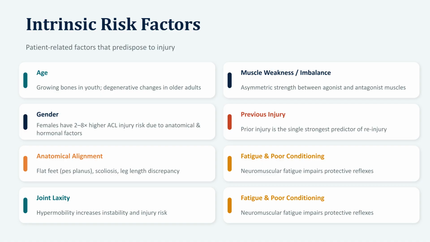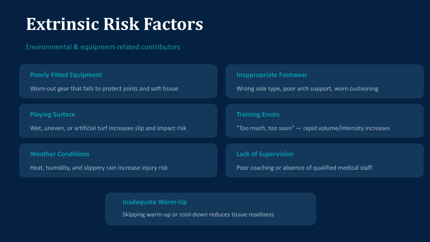But the single strongest predictor? Previous injury. That's the biggest red flag. And finally, fatigue and poor conditioning. When athletes are tired, their protective reflexes are slower. That's when injuries happen. Now for extrinsic factors, the environment and equipment.